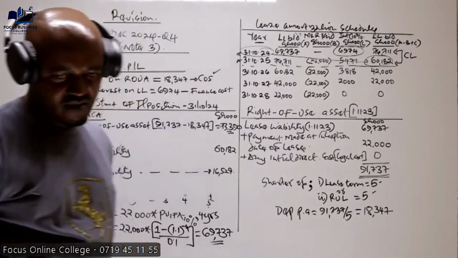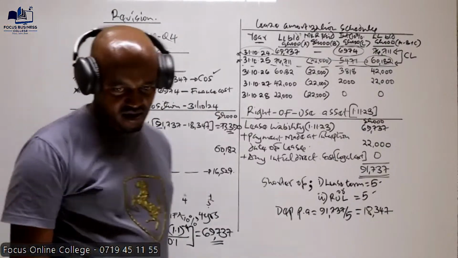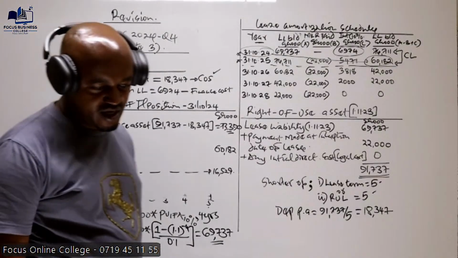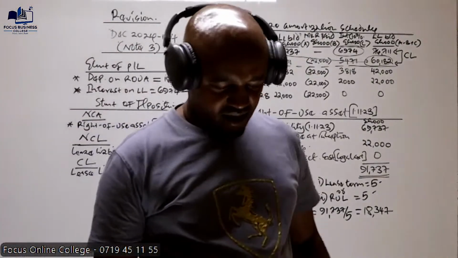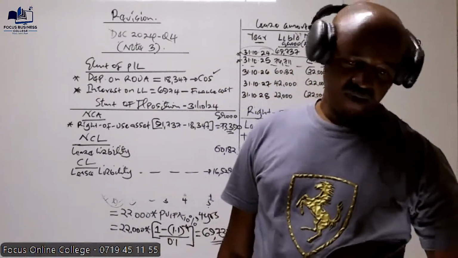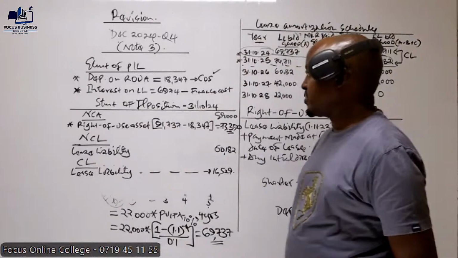Is that what you're getting? Yes. So that is confirmed. That is confirmed. So therefore, you can see that that particular note number 3 was basically requiring your knowledge on leases. So you had to compute the lease liability and the right of use asset.